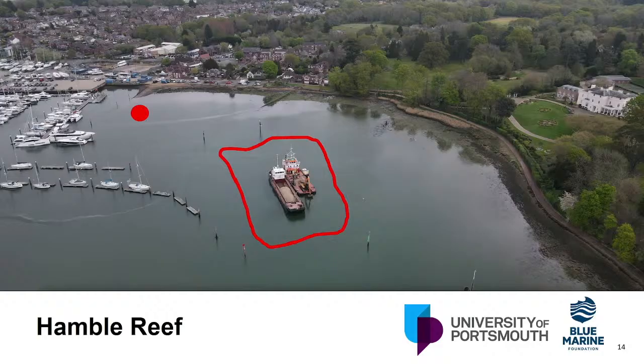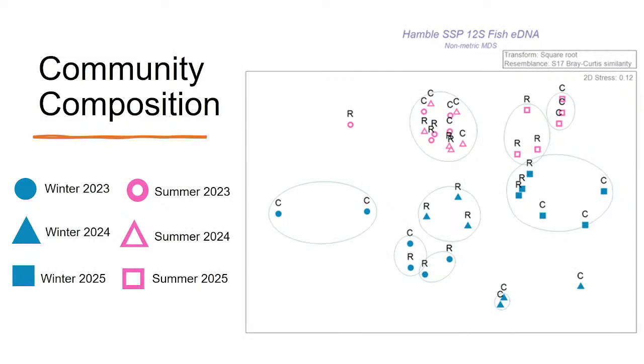same community composition. So this picture here is that of the Hamble Reef. The wiggly red line is our rough permissioned area for our reef, and the red dot that you can see is where we carry out our small fish survey, so it is quite close to one another. So this is our MDS plot of community composition for the Hamble. I'm going to walk you through it.